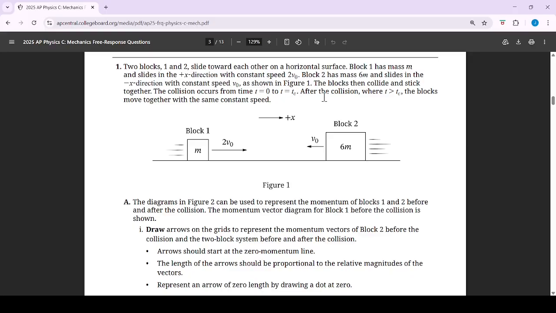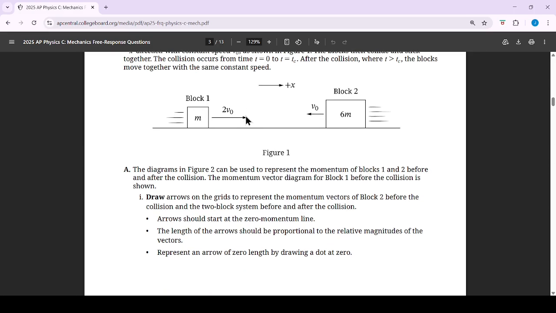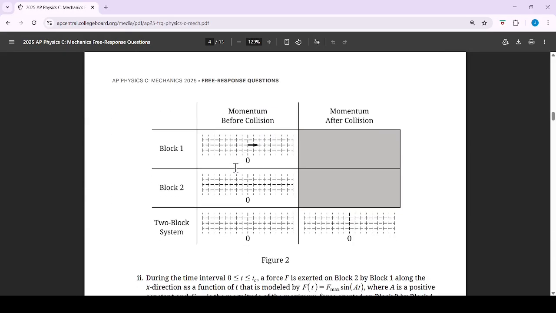After the collision, where t is greater than the impact time, the blocks move together with the same constant speed. Well, I already said that because it said the blocks stick together. So they move together with the same speed is the same thing as them sticking together. The diagram in figure 2, if we come down to here, this is figure 2.